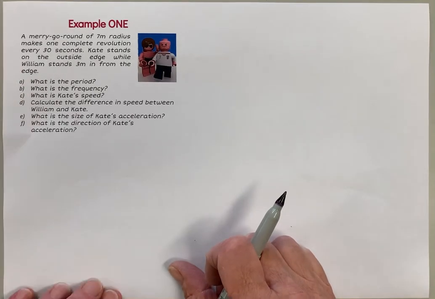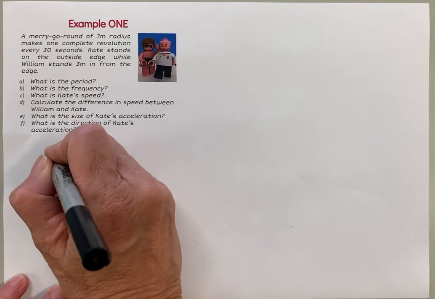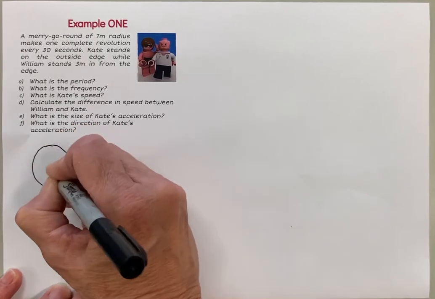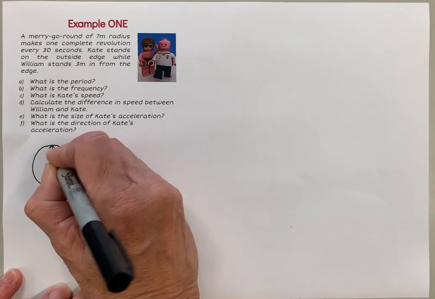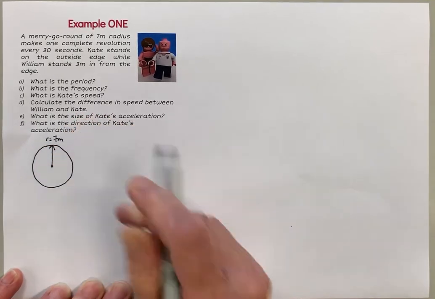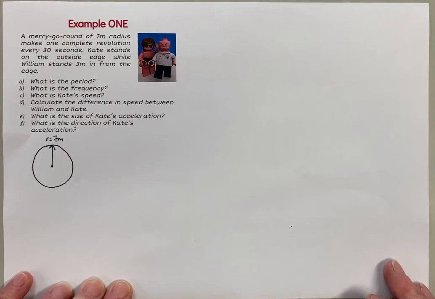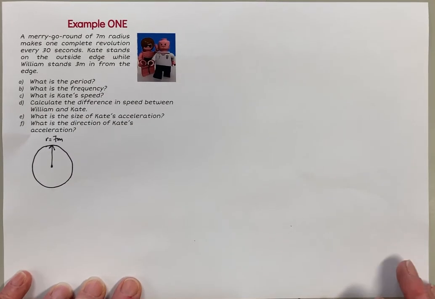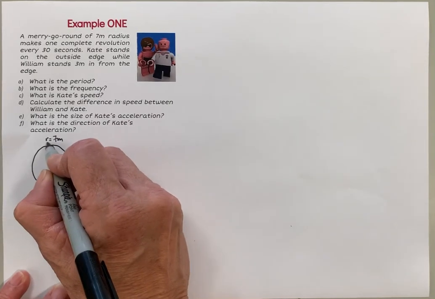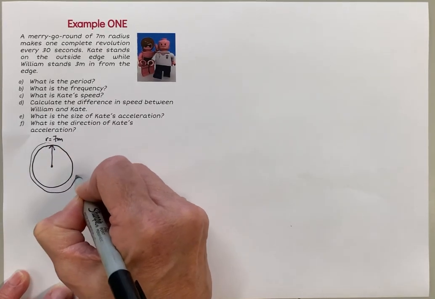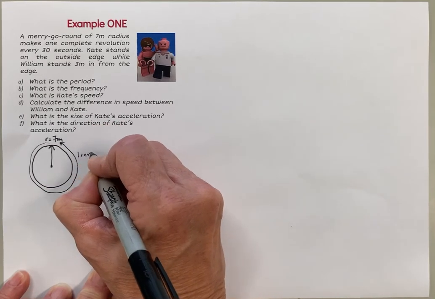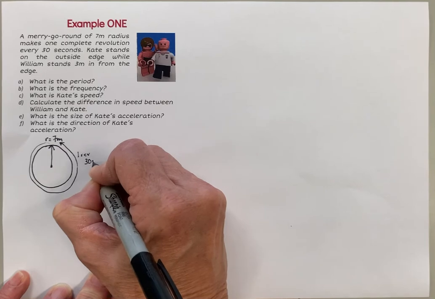So we've got a merry-go-round of radius 7 meters. I'm just going to draw a circle and show there that the radius is 7 meters. And it makes one complete revolution every 30 seconds. So to get from start to the finish, one revolution is 30 seconds.